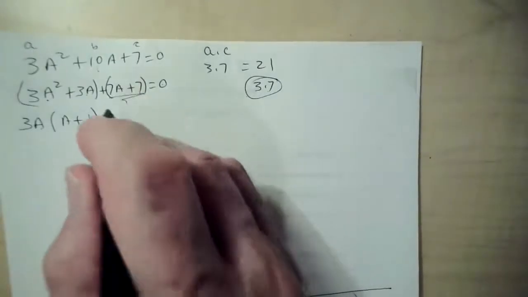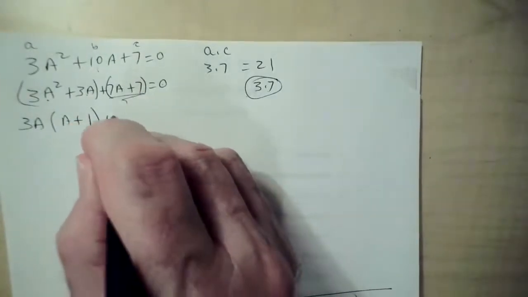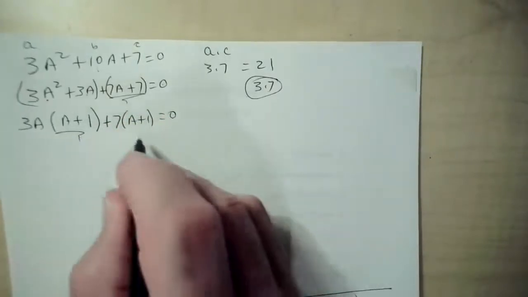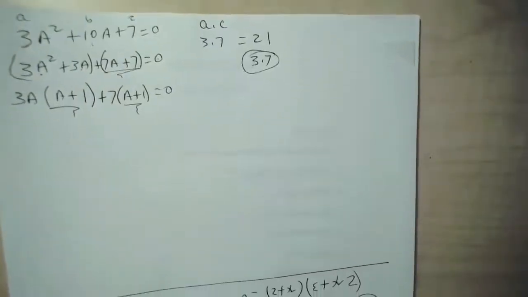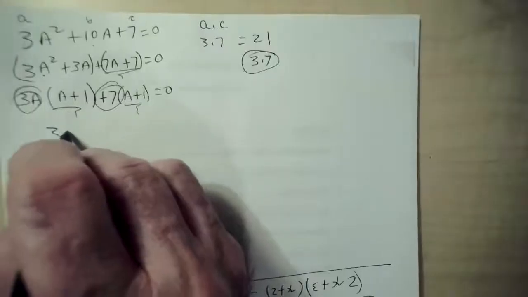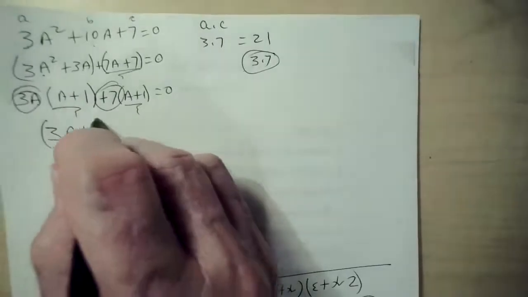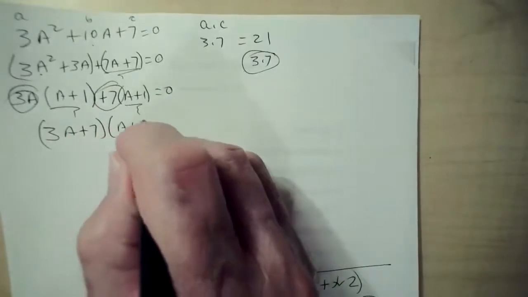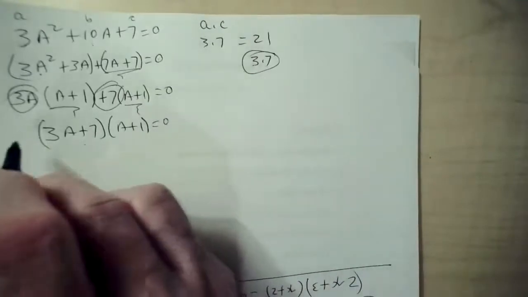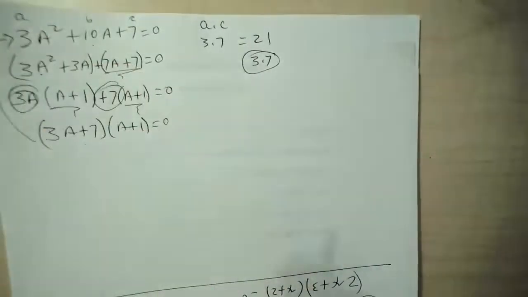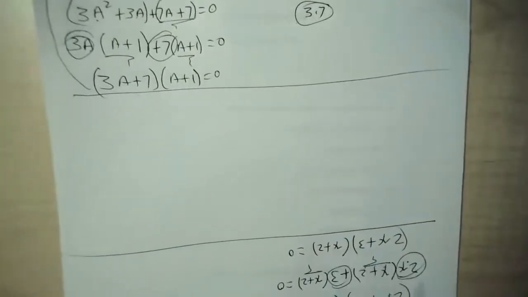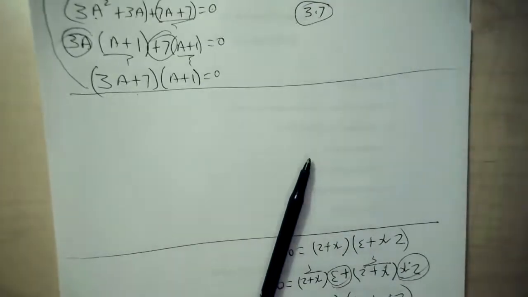And what can we factor out of this? 7. Don't forget the plus. A plus 1 equals 0. A plus 1, A plus 1. So we have 3a plus 7 times a plus 1. Now, if you did the distributive property here, you would come back to equals 0. It would come back to that. If you want to do that, you go right ahead. But Johnny's not doing it.